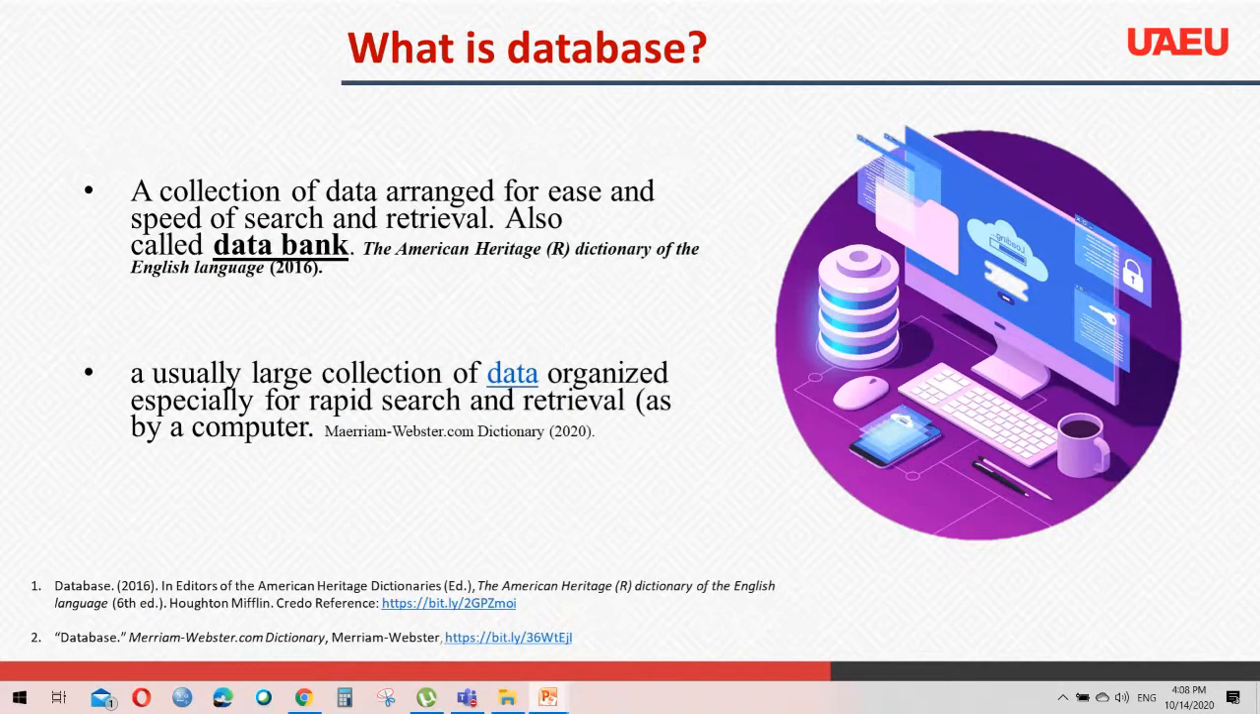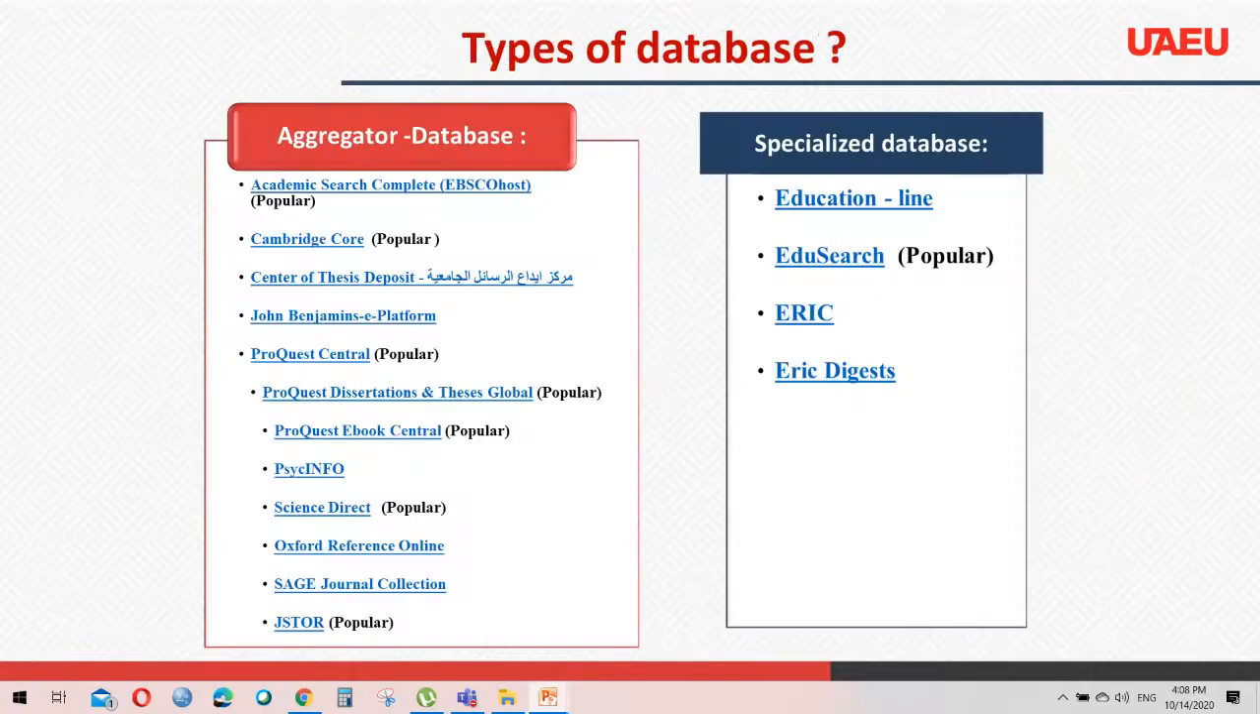Because we will talk more about databases, we will start with knowing what a database is, what we mean by this word. In Arabic, it is called قواعد البيانات. In English, as defined in some dictionaries, it is a collection of data arranged for ease and speed of search and retrieval. Also called a data bank, or another definition: a large collection of data organized specifically for rapid search and retrieval. So it's a collection of data.